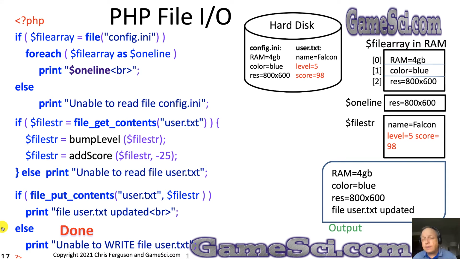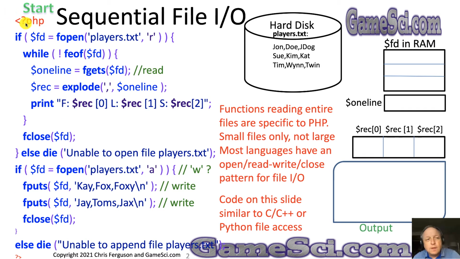Notice a pattern here. We take the data, we read it into RAM, we change the data while it's in RAM, and then we write it back out to disk. That's how file I/O works. Sequential file I/O, input and output.